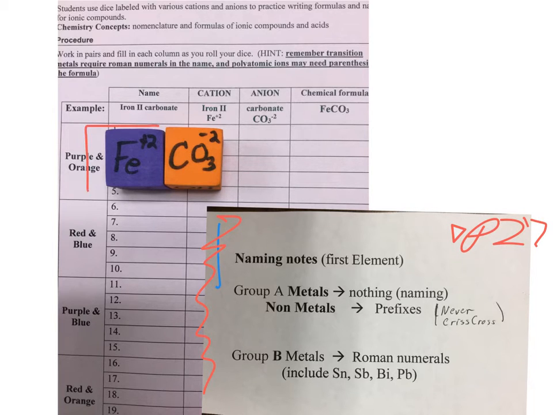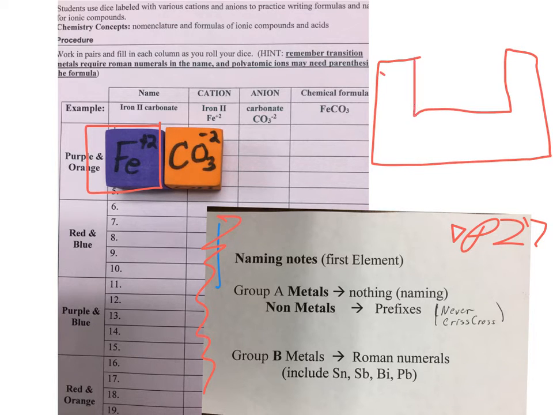So look at the first element that when we tossed the dice, we got an iron with a +2. So your first question is going to be, is this a metal or is it a non-metal? It's a metal. Very good. So now, is it a group A metal or is it a group B? Remember on your periodic table, the parts that are up, that is your group A. And the transitional, that's your group B. Okay? So it is a group B.